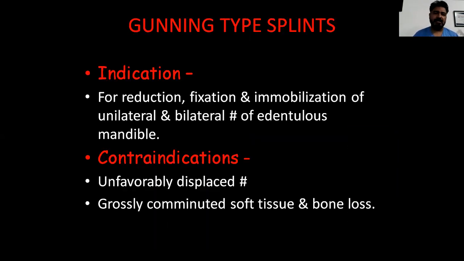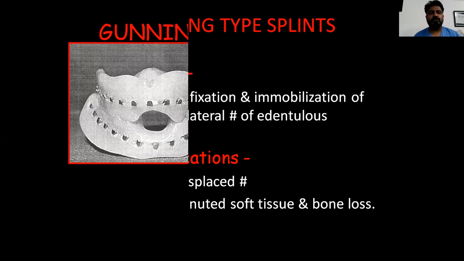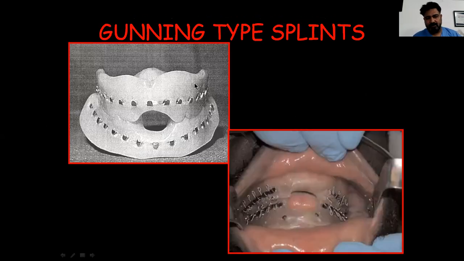Now next is Gunning splints. The indication is reduction, fixation and immobilization of unilateral, bilateral or edentulous mandible fractures. Contraindications: unfavorably placed fractures and grossly comminuted fractures with soft tissue and bone loss. So these splints are made. These are placed on the upper and lower of the mandible. This is the hole in between for food and all. And these are placed with the help of wires.